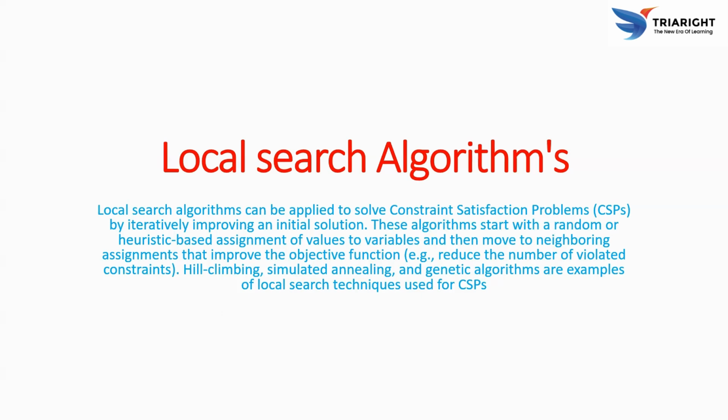Okay, so constraint satisfaction we all know. These are problems where you need to find a state or an assignment of values to variables that satisfies a given set of constraints, right? Examples include Sudoku and n queens puzzles. Iteratively improving an initial solution: local search algorithms do not try to find the perfect solution in one go, right? Instead they start with a rough guess and gradually refine it. So in this we have random or heuristic based assignments, and we can see moving to the neighbor assignment and improving the objective function. As examples of local search techniques we use hill climbing, simulated annealing, and genetic algorithms too.